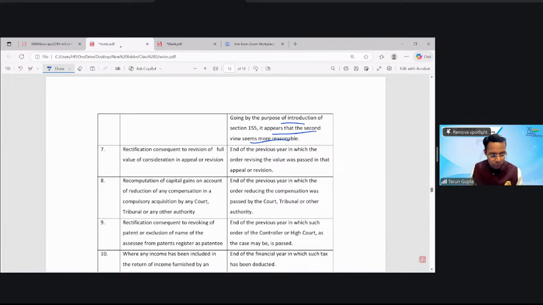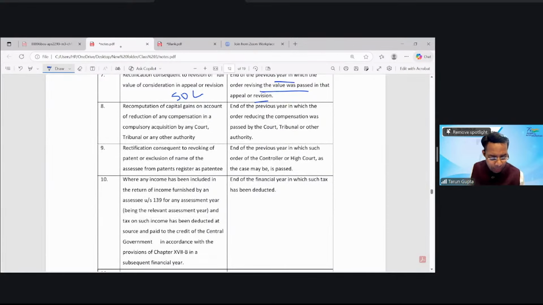Rectification consequent to revision of full value of consideration in appeal or revision, which I just discussed, section 50C. If the stamp duty value has been revised, then the 4 years shall be reckoned from the end of the previous year in which the order revising the value was passed in appeal or revision. Recomputation of capital gain on account of reduction of any compensation. If there was a compulsory acquisition of my property and the compensation has subsequently been reduced, then the 4 years shall be reckoned from the previous year in which the order reducing the compensation was passed.